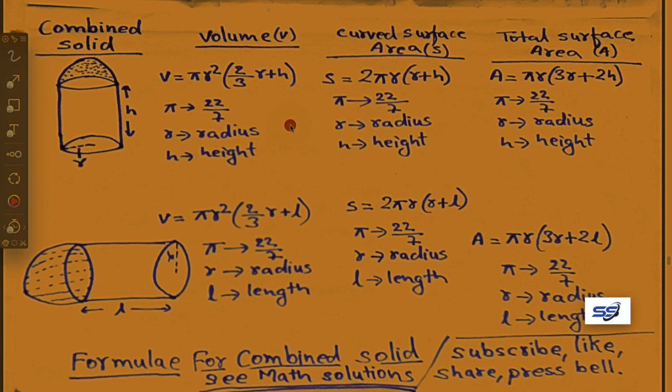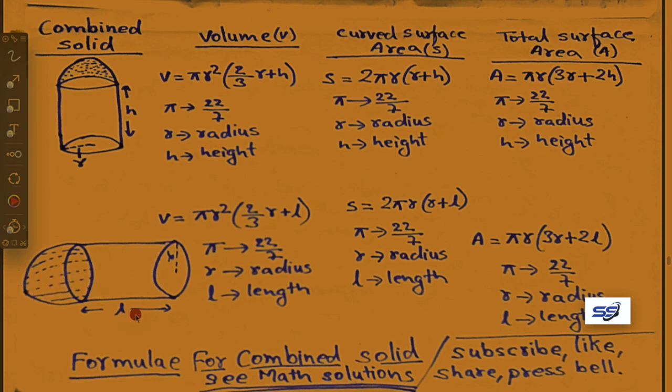Now look here, this is our figure, a combined solid figure. The lower one is given in cylinder form, and in the cylinder R is the radius, and the dotted one is a hemisphere. Both are combined to form a single figure. Similarly, here also R is the radius of this cylinder and the dotted one is a hemisphere. Both are combined to form a single figure.